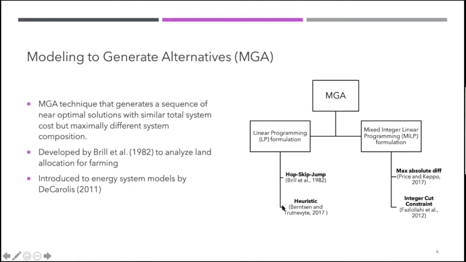Hop, skip, jump, and the heuristic formulation fall under the linear programming formulation category, and the maximizing absolute difference and integer constraint formulation fall under the MILP formulation. The rest of this lecture is going to have a lot of mathematical formulations. So at any point, if you have any questions about the definition of a variable or a constraint, please let me know right away, because we are going to be building one solution on the other.